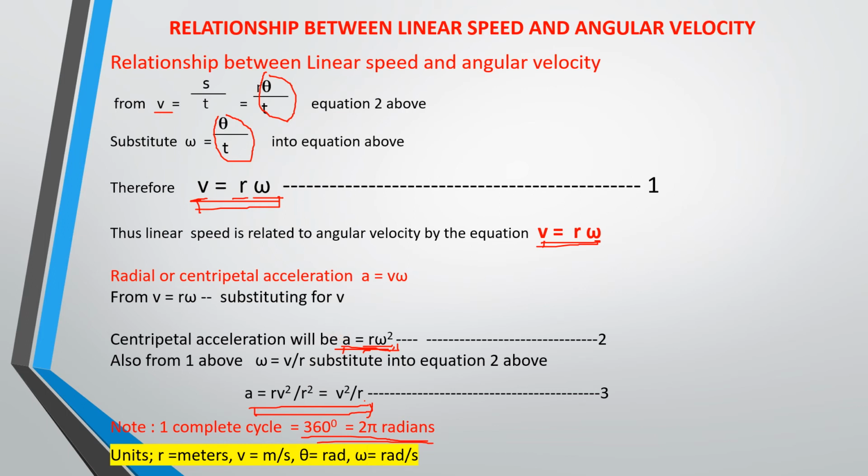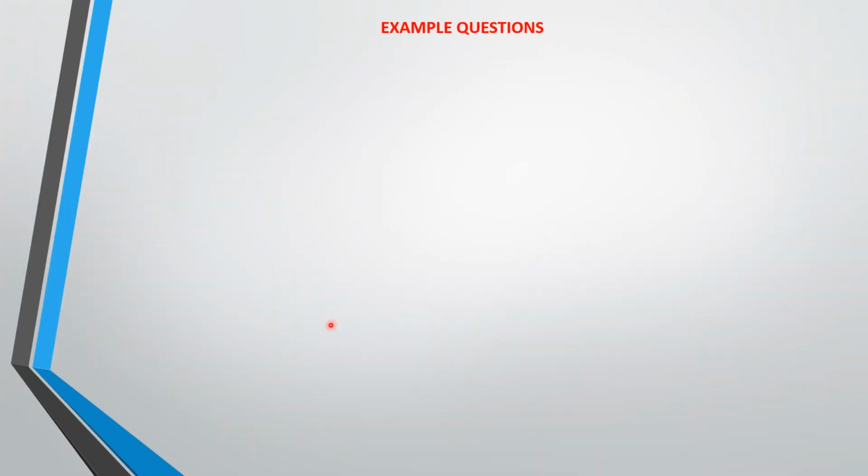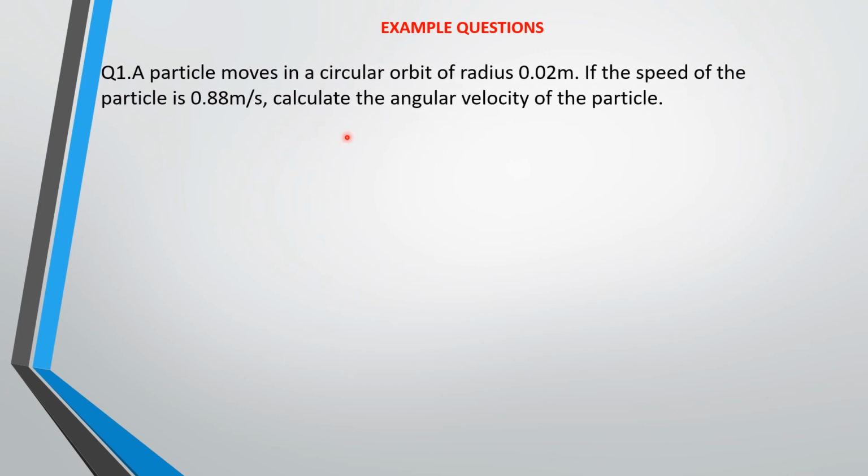So right away, we need to solve some problems to drive home this one. I want to solve a question now to see how we can apply these equations. Is that okay? This is a sample question that we need to solve. The question says that a particle moves in a circular orbit of radius 0.02 meters. If the speed of the particle is 0.8 meters per second, calculate the angular velocity of the particle.